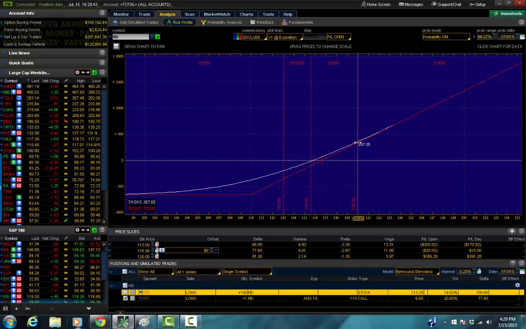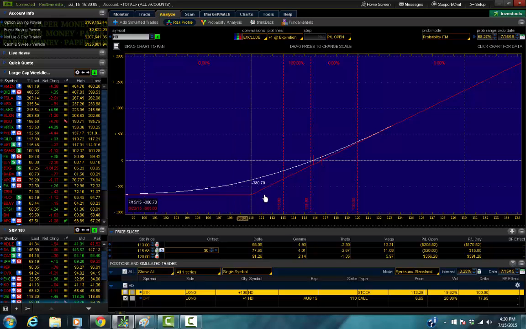Risk graphs are very helpful in terms of planning a trade. If I know I only want to lose maybe $300 on the trade, I can come down here, watch the white line until I get to about 300, and realize that's at about $111. Whatever the number is, your plan would depend on what you're doing. Y-axis, profit and loss. X-axis, stock price.